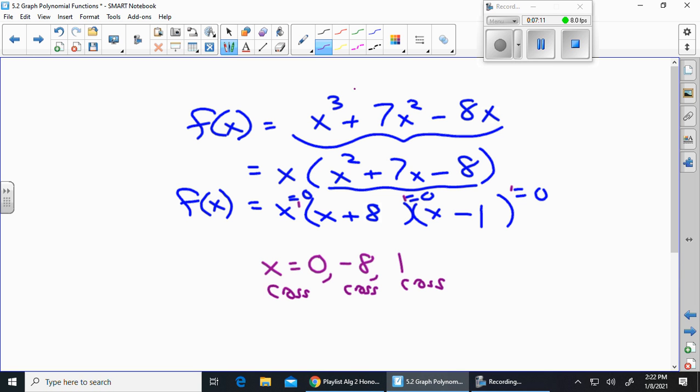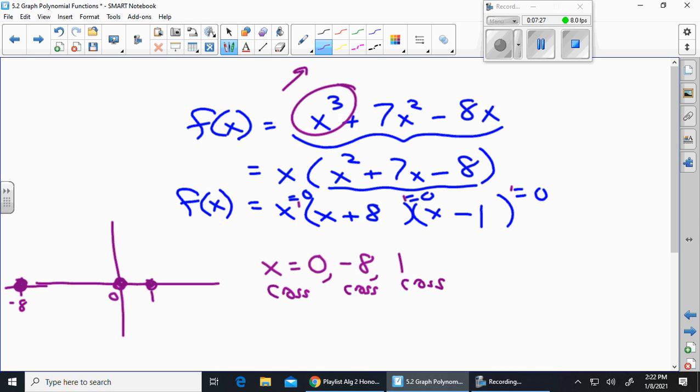Now, you don't need to add the multiplicity. Its degree is x cubed, and it's positive. So you know it goes through 0, it goes through 1, it goes through -8 over here, and you know because of that x cubed, it's rising to the right, falling to the left. So it crosses through. I don't know exactly if those humps are right, but that's a general picture of your graph.